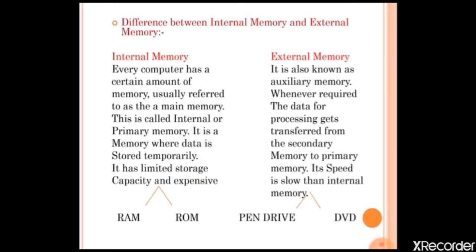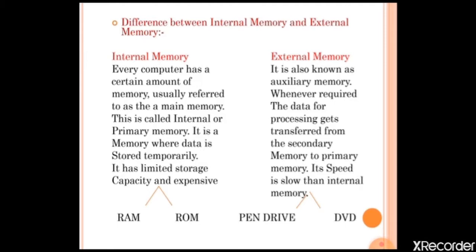Internal memory. Every computer has a certain amount of memory, usually referred to as main memory. Internal memory is also known as primary memory. It is a memory where data is stored temporarily. It has limited storage capacity and it is expensive too. Its examples are RAM and ROM.